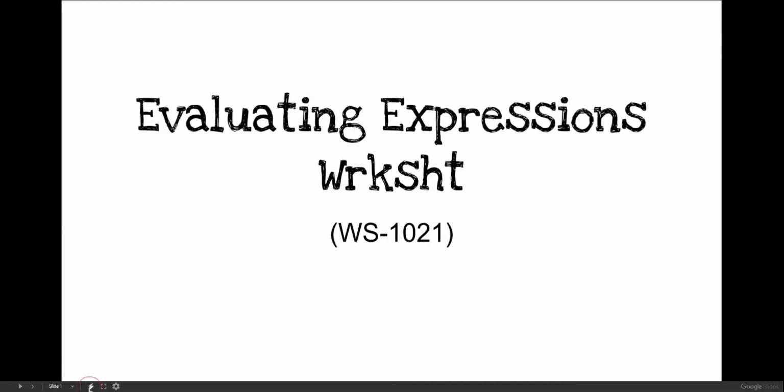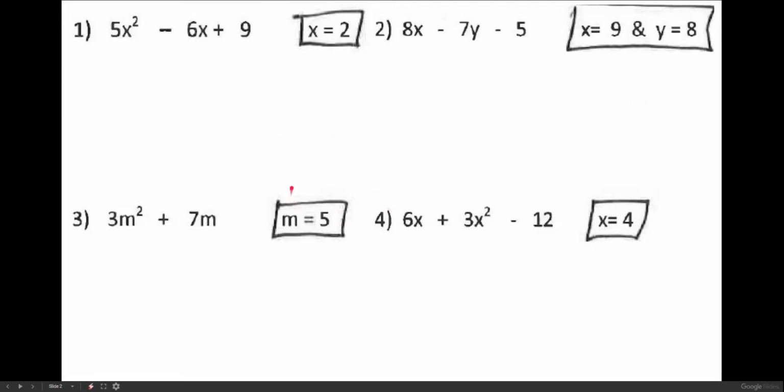In this video, we are going to be evaluating expressions. This is the notes page, WS-1021. Let's begin. So when we evaluate expressions, that means we are substituting a variable into an algebraic expression, and that does change our order of operations somewhat. I'm going to go over two different ways to go about this. The first way on this page, and then starting with question number 5, a way I actually prefer. So let's go ahead and start.